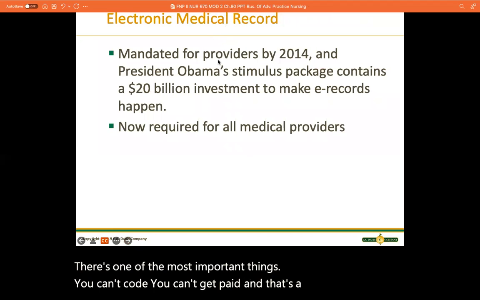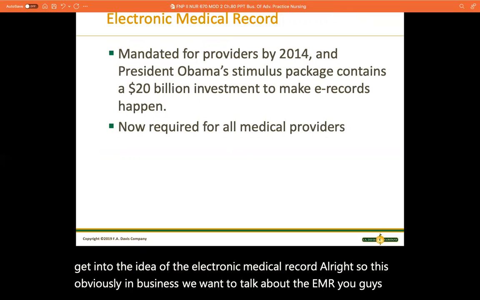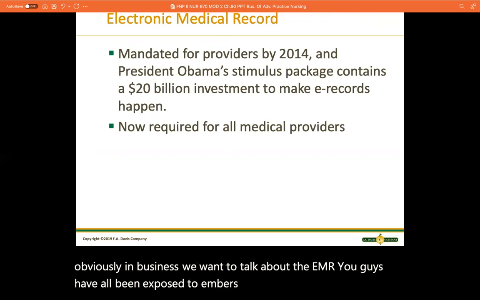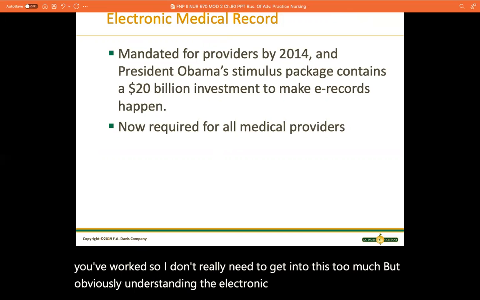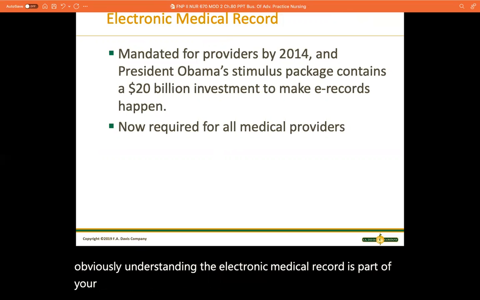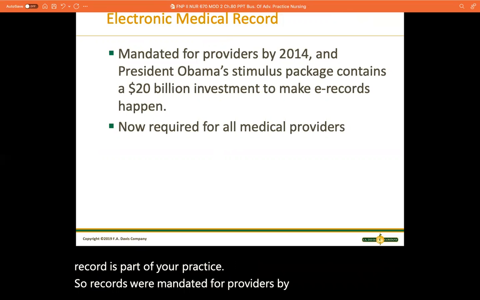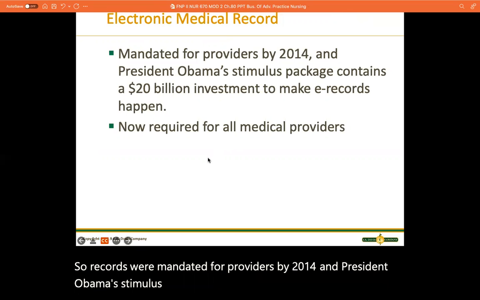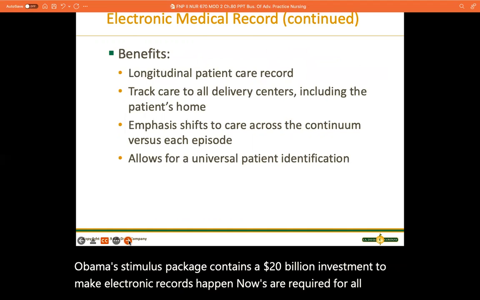Okay, so let's get into the idea of the electronic medical record. All right, so obviously in business, we want to talk about the EMR. You guys have all been exposed to EMRs in all the different institutions you work, so I don't really need to get into this too much, but obviously understanding the electronic medical record is part of your practice. So EMR records were mandated for providers by 2014, and President Obama's stimulus package contained a $20 billion investment to make electronic records happen. Now EMRs are required for all medical providers, so we all know that.